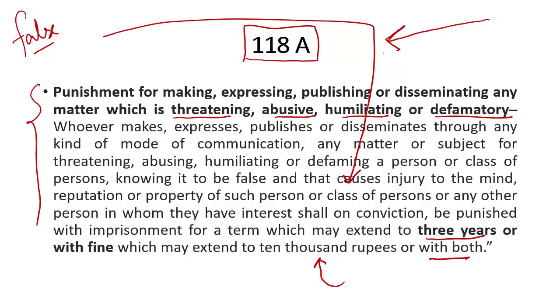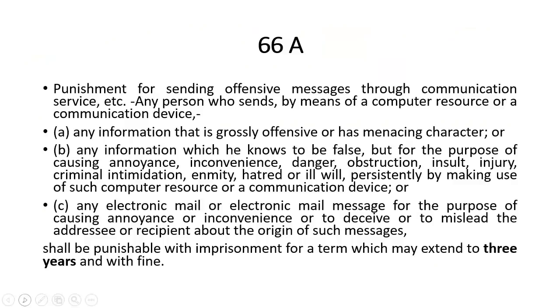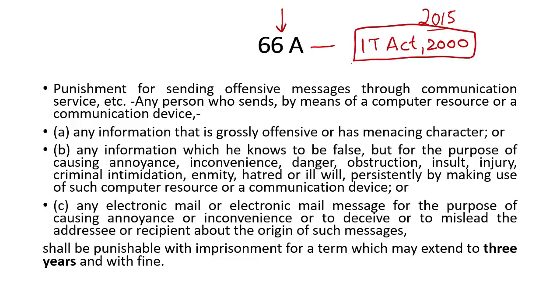Why? Because we have a precedent, a judicial precedent. What sort of judicial precedent? The year was 2015. A 2-judge bench of the Supreme Court. One judge was Justice Chalameshwar. The other was Justice Rohinton Fali Nariman. What they did, they struck down Section 66A of the Information Technology Act of the year 2000. This act was passed in the year 2000.